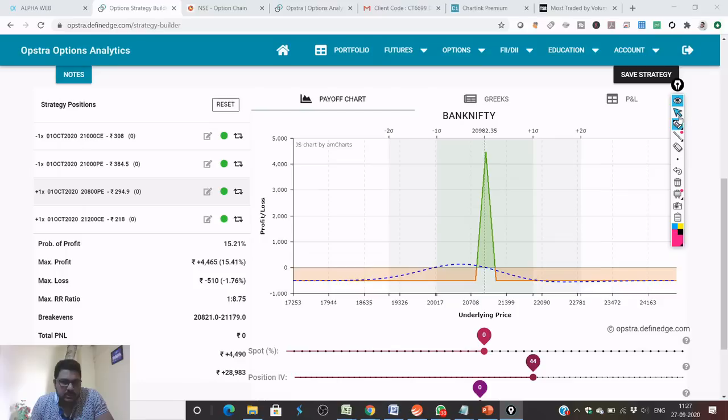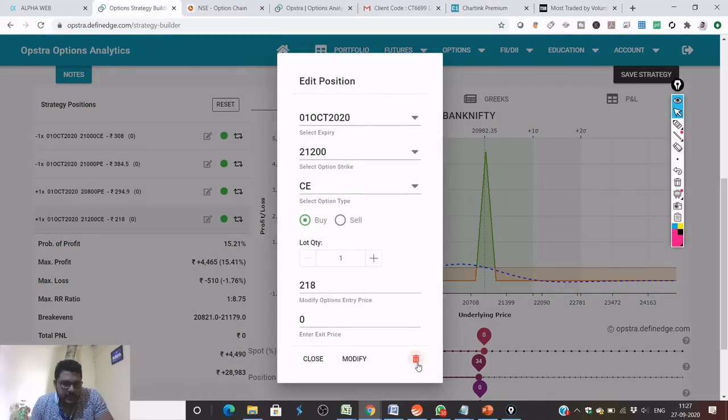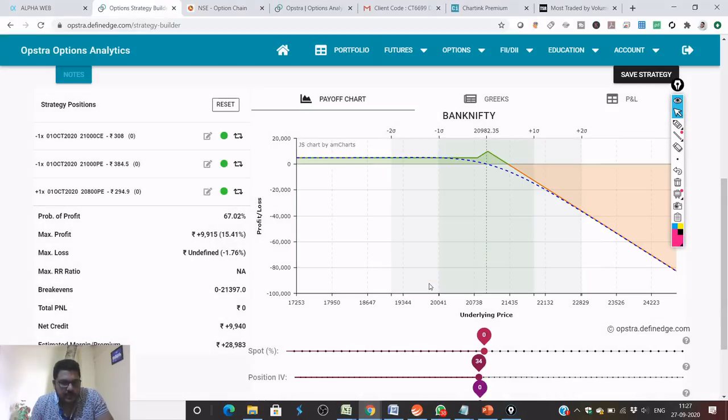Okay, so this doesn't look good. Let's see if I can just take off this leg and see what happens. I've removed the 21,200 call. So now the position has turned completely bearish. So your view is bearish. You are expecting the Bank Nifty to go down, and if it goes down, you will make a profit of 9,000 rupees. Okay, and this is your peak profit wherever it is.